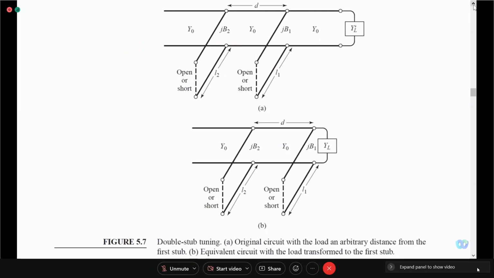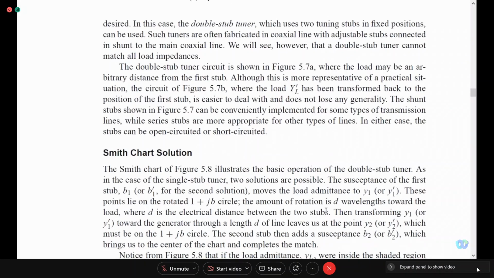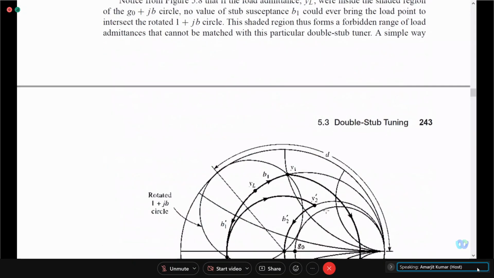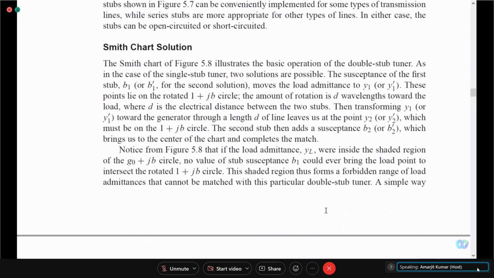So if we fix the value of D, accordingly we will get L1 and L2. Because if you fix D, then the stub position is also fixed. If you fix D, accordingly we can calculate L1, L2. Okay, so now you understand this double stub tuner here.